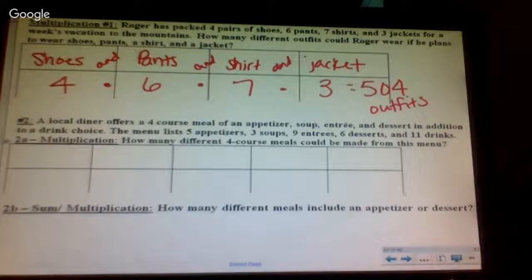Considering everything matches, though. Like, I could pack 6 pairs of pants and 5 shirts and only have 5 different outfits because that's all that matches.